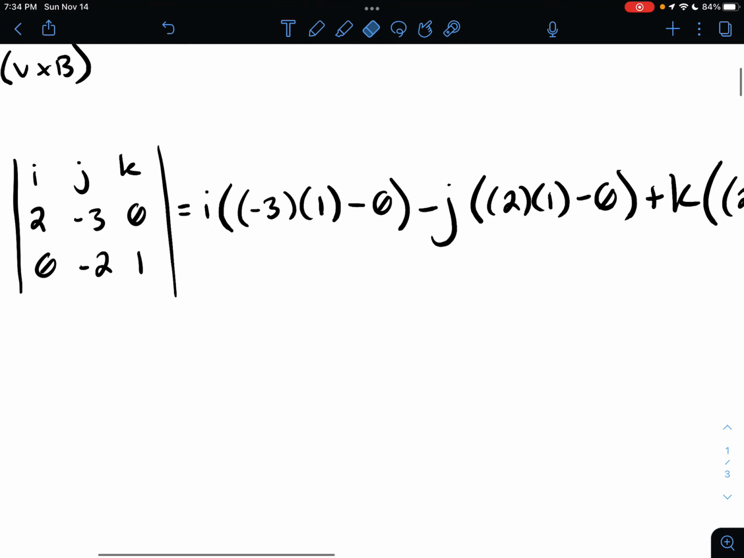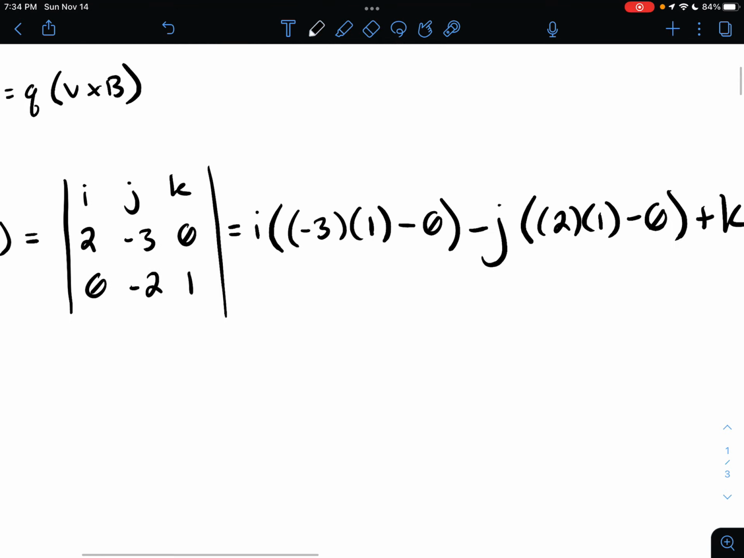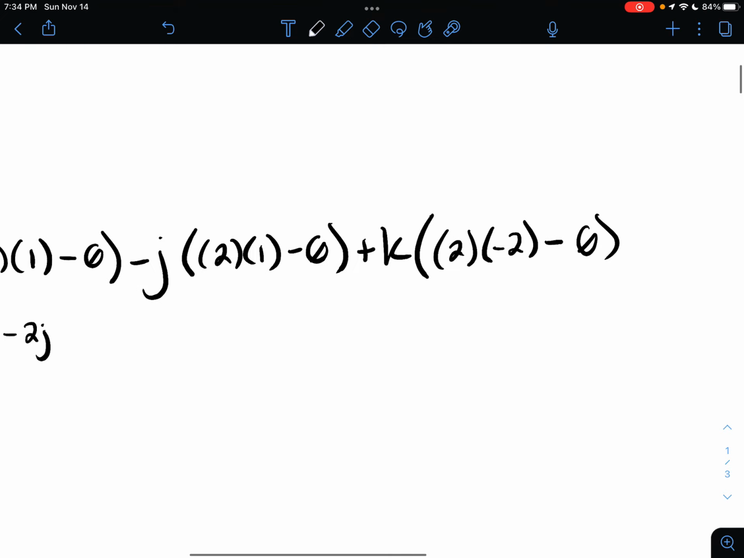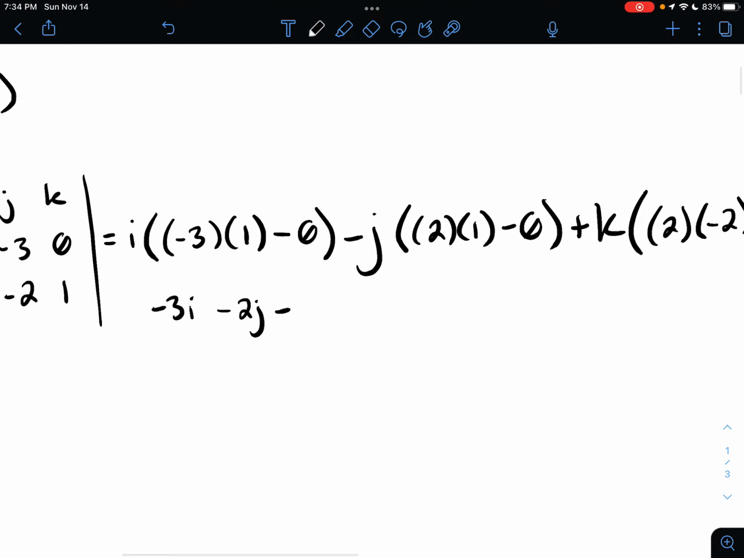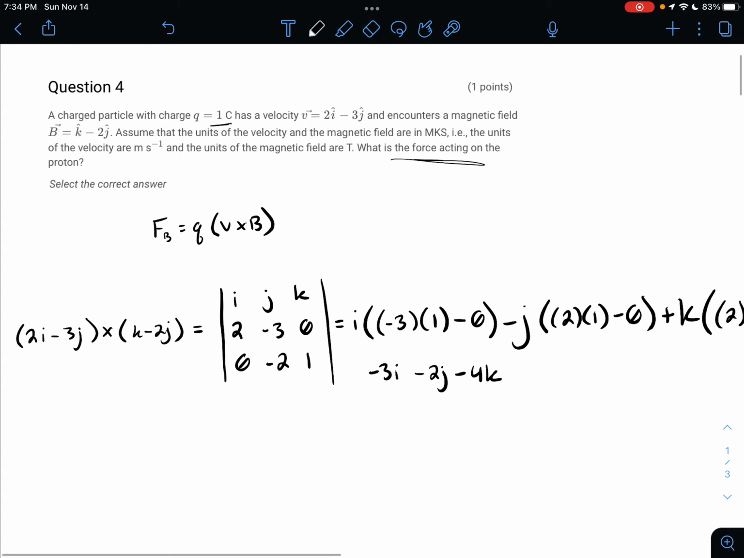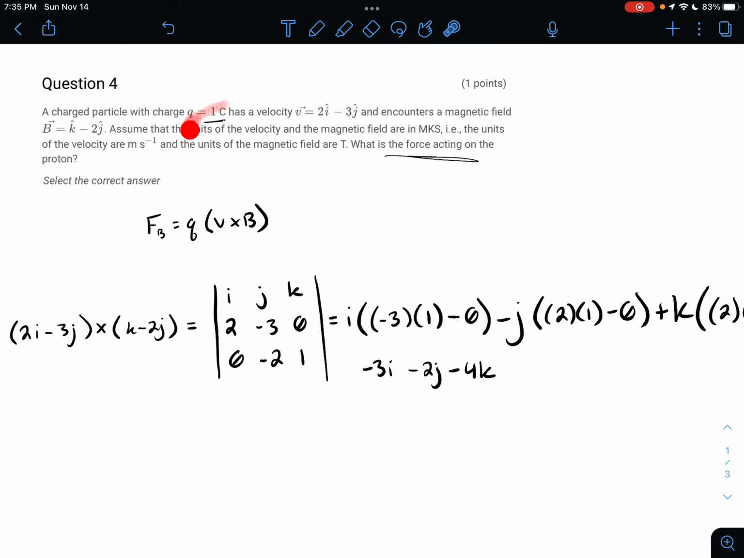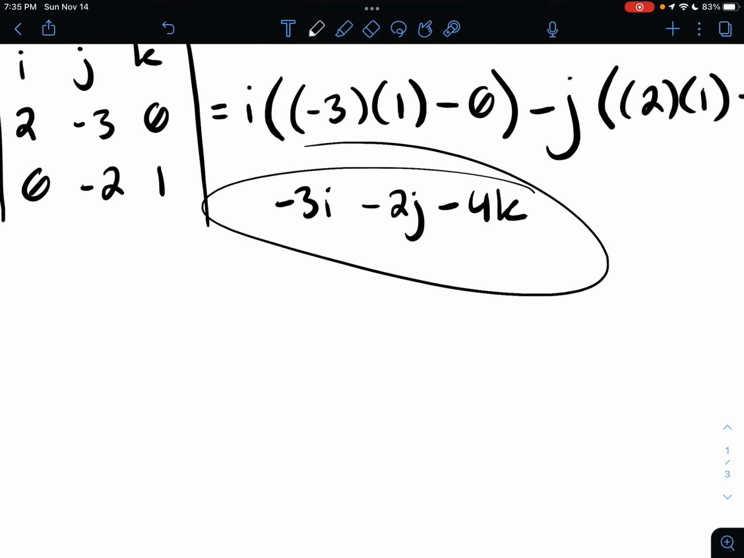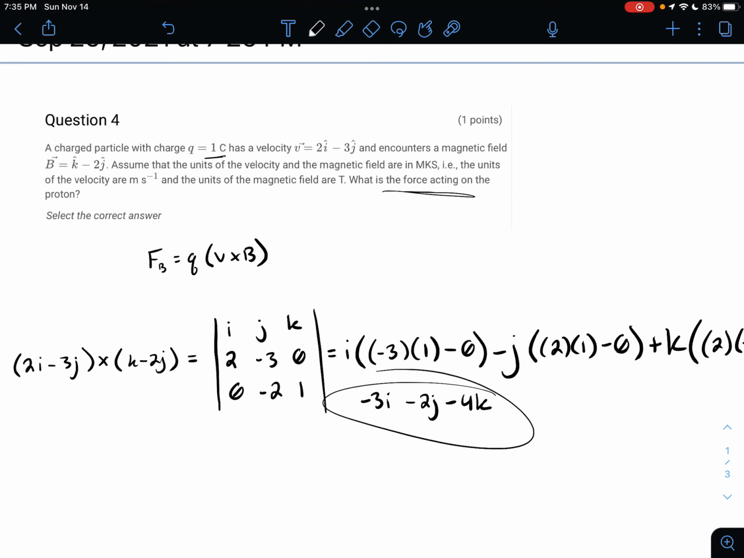Okay, so now we're just going to simplify. It's going to be -3i minus 2j minus 4k. And that's our cross product between V cross B, and then we multiply by +1, which just means it's the same, and this is going to be our answer for the force acting on the proton.